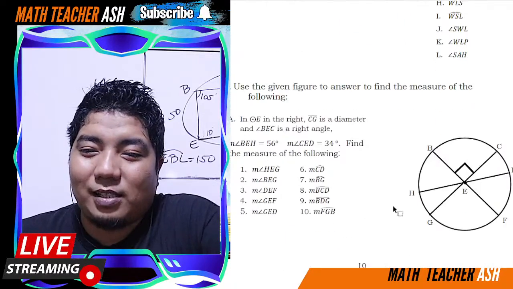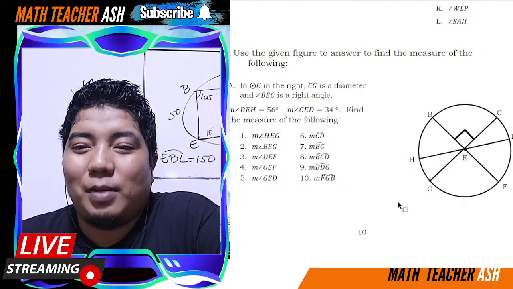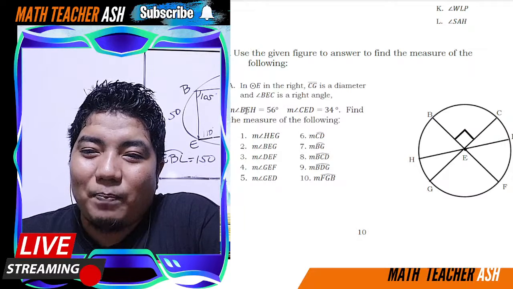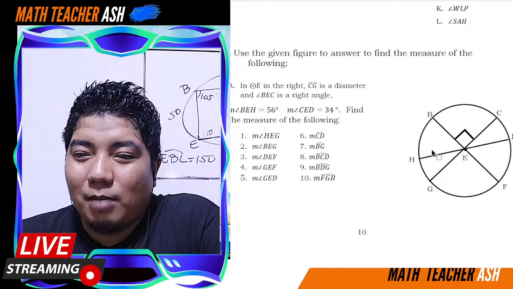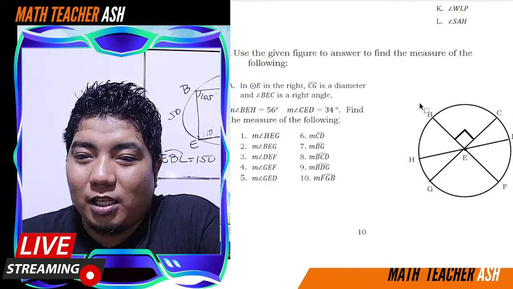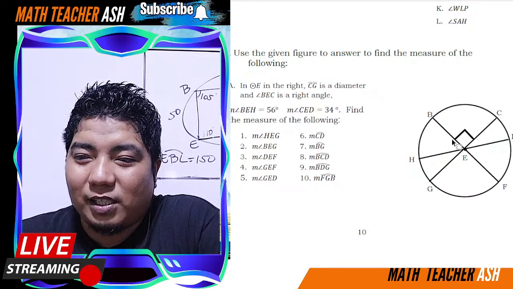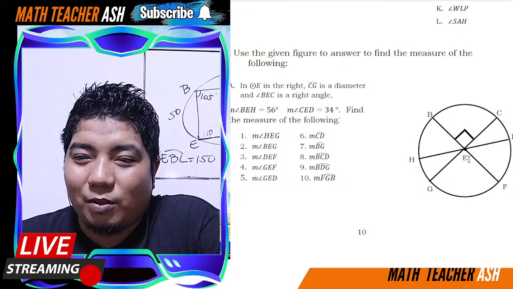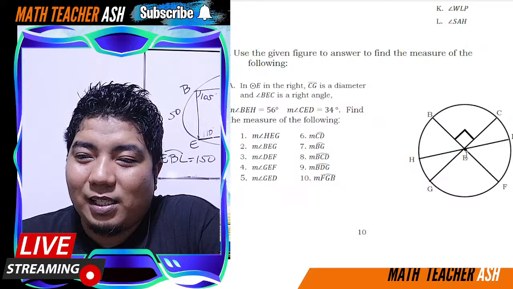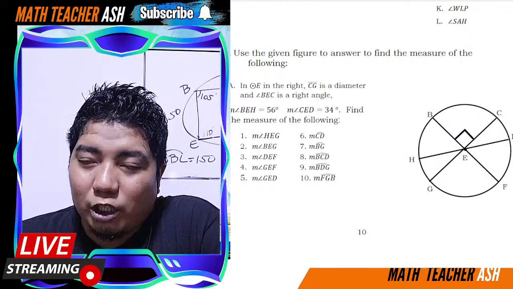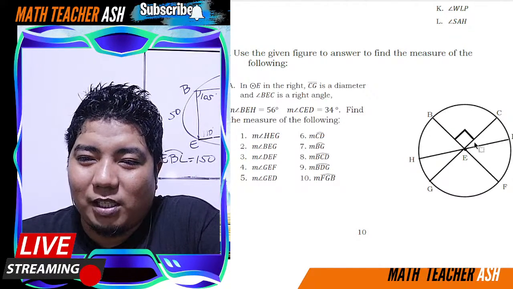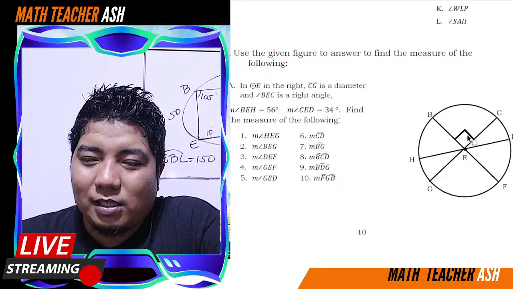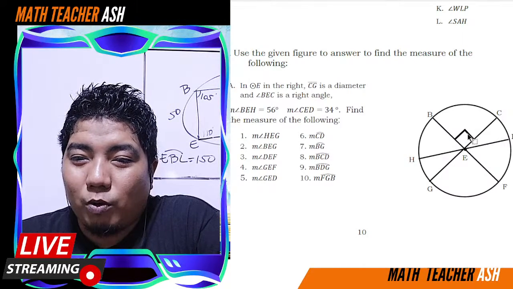So, test number 2 naman, ito, measurement lamang. So we have here the measurement of angle BEH. BEH is 56 degrees. So 56 daw ito. May 90 degrees ka na dito. Then we also have CED. CED, that is 34 degrees. Okay, 34 degrees ito, 56 ito. So that is 90 degrees. So, paano mo daw kukunin yung iba?